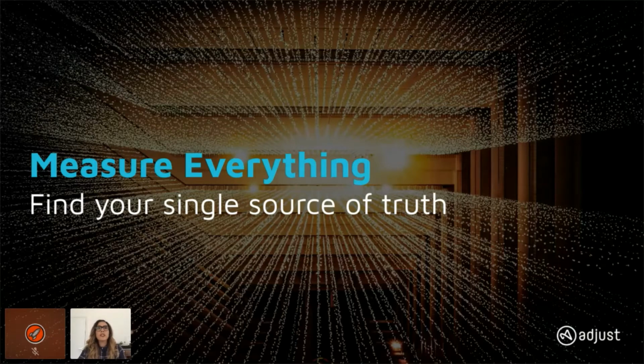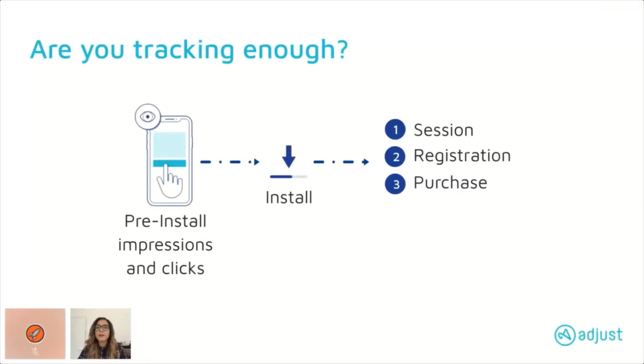Okay, so measure everything. Let's see how you do this. Looking at this slide and the metrics being tracked, I ask you, are you tracking enough? Well, this is a great starting point, don't get me wrong. Tons of app developers are optimizing their campaigns successfully based on these metrics. But is this the tip of the iceberg? Could the results be stronger if you go deeper?